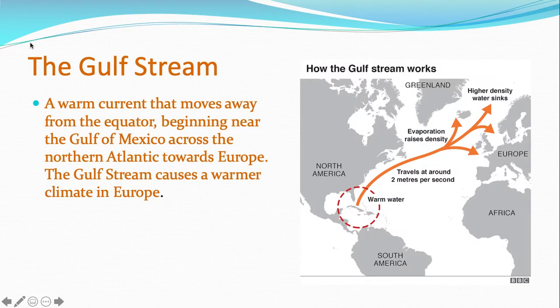The Gulf Stream. The Gulf Stream is a warm current that moves away from the equator, beginning near the Gulf of Mexico, across the northern Atlantic towards Europe. The Gulf Stream causes a warmer climate in Europe. So some of those countries are milder in climate than you would expect based on how far north they are.